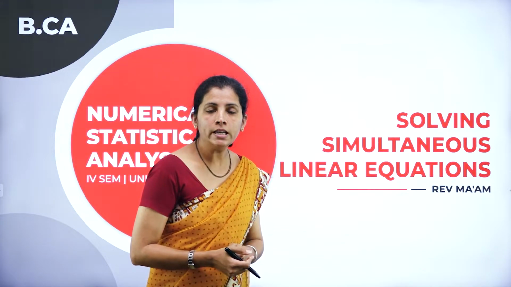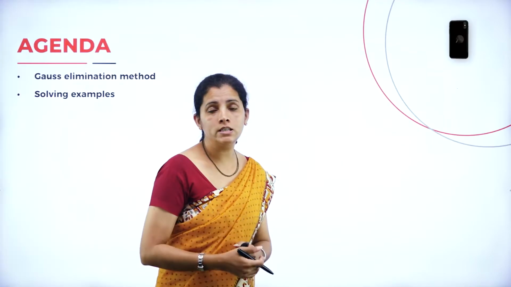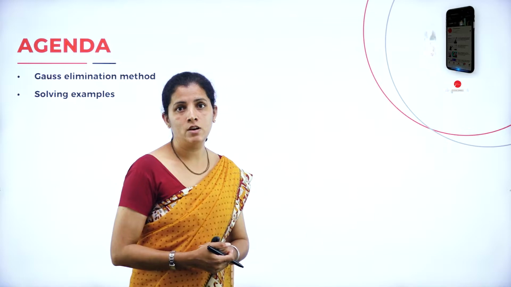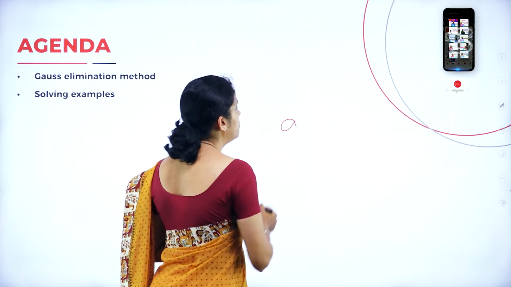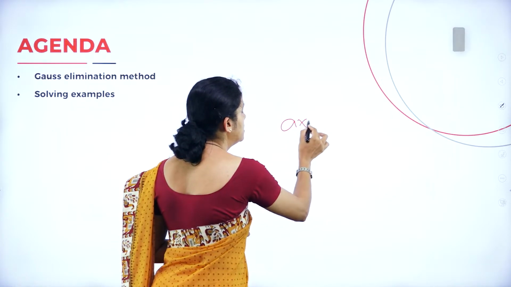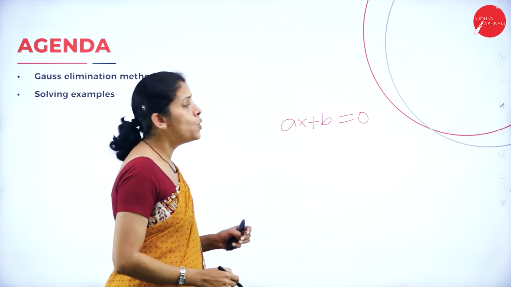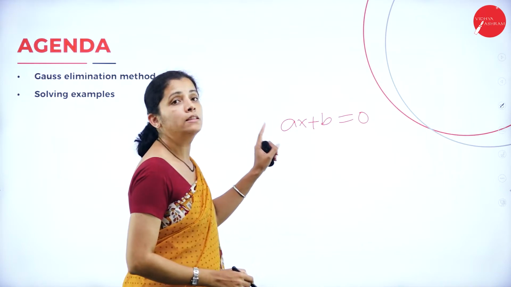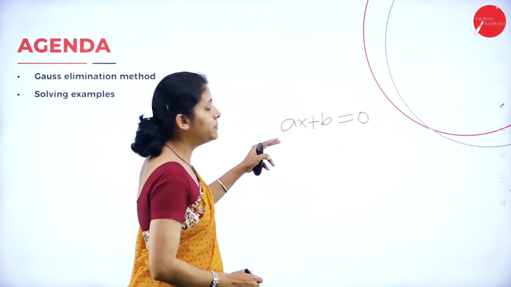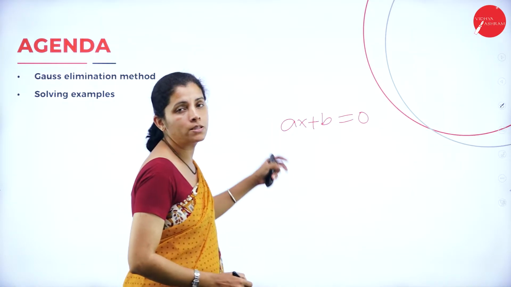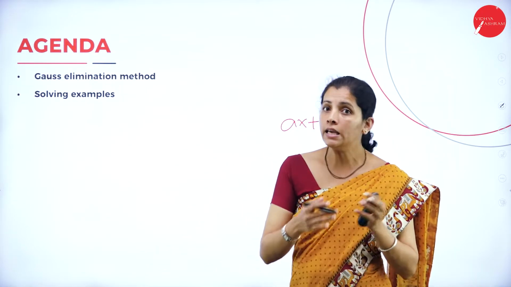So dear students, in my previous sessions, I have discussed what a linear equation is. Linear equations are represented in the form ax + b = 0, where I have only one term, that is the x term. Okay, and if I have two variables, this kind of expression is also known as a linear equation.